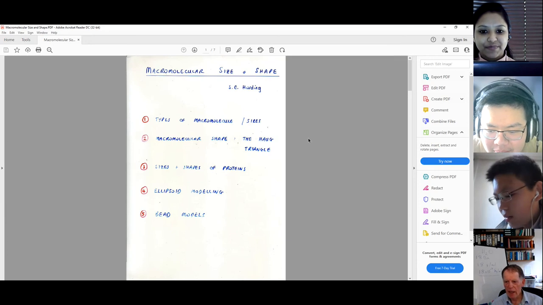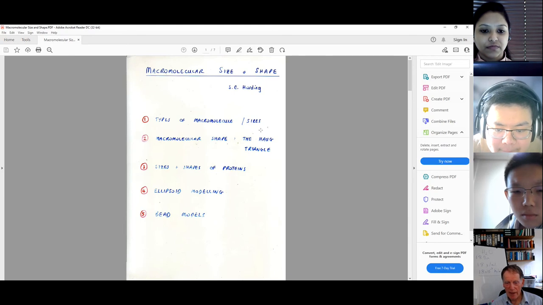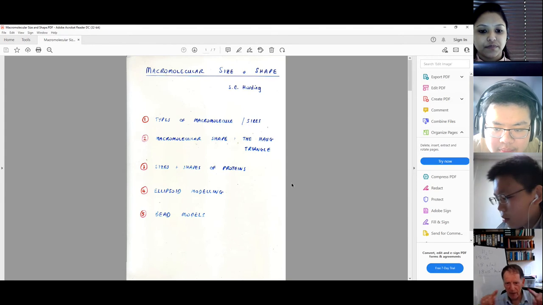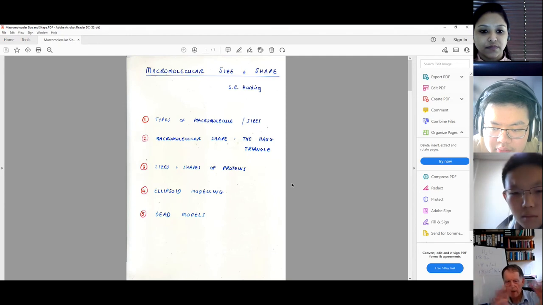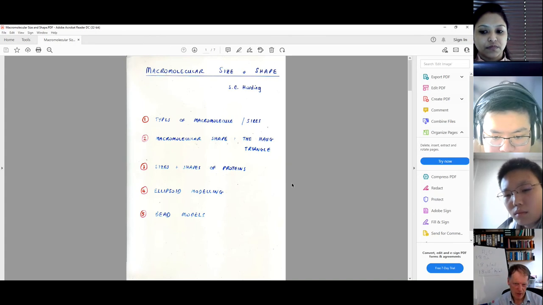Right. So, macromolecular size and shape. Now we're going to talk about the different types of macromolecule and the range of sizes, how you represent shape, and this nice concept called the Howe triangle, which doesn't mean that macromolecules have a triangle shape. It's a nice way of representing the shape of a macromolecule between the three extremes of conformation, which are sphere, coil, and rod. So the Howe triangle is a way of representing conformations of molecules between those three extremes.